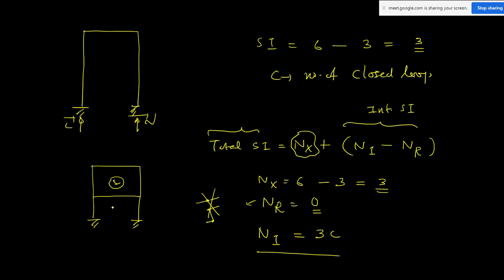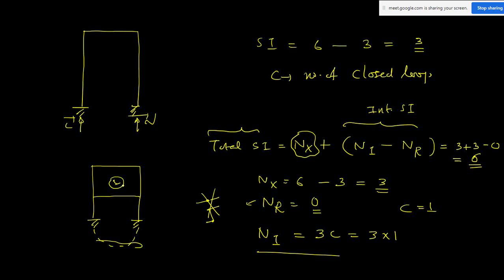The ground story is open. Now this one is closed, like if you join something, it is closed. That one is an open loop. So only this you have to count as a closed loop. That is why in this case the C value is 1. So Ni will be 3 into 1, which is 3. The total static indeterminacy equals Ne, which is 3, plus Ni, which is 3, minus Nr, which is 0. 3 plus 3, 6 minus 0. Your answer is 6. That is the static indeterminacy of this structure.